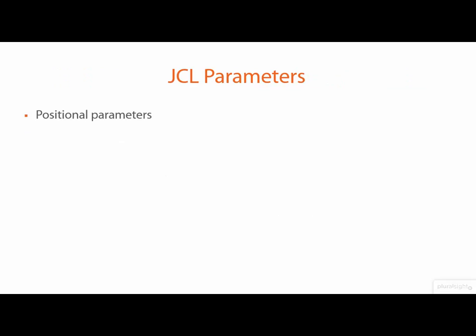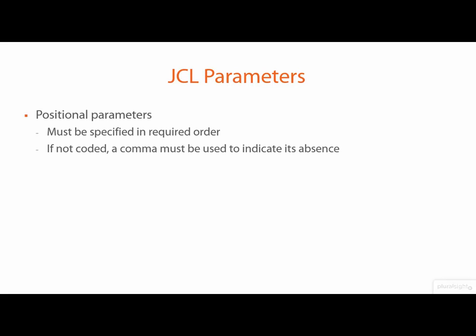The parameters themselves consist of positional parameters and keyword parameters. A positional parameter must be specified in a required order. In other words, what that means is that each position has a specific value. And so if that value is not going to be coded, a comma must be coded to indicate its absence.